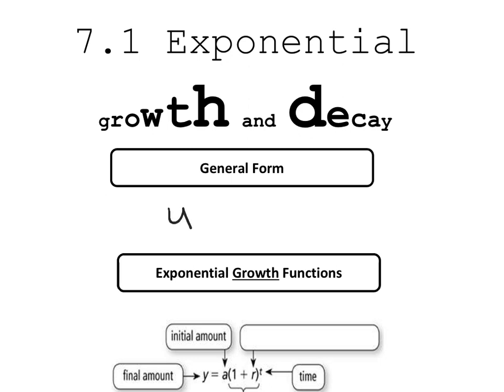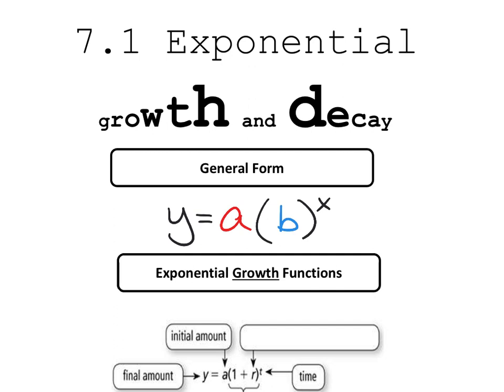The general form of a growth or decay formula is y equals a times b raised to the x power. Now the x is in the exponent, which is why this is called an exponential. So x in the exponent means exponential. It's a lot of words.